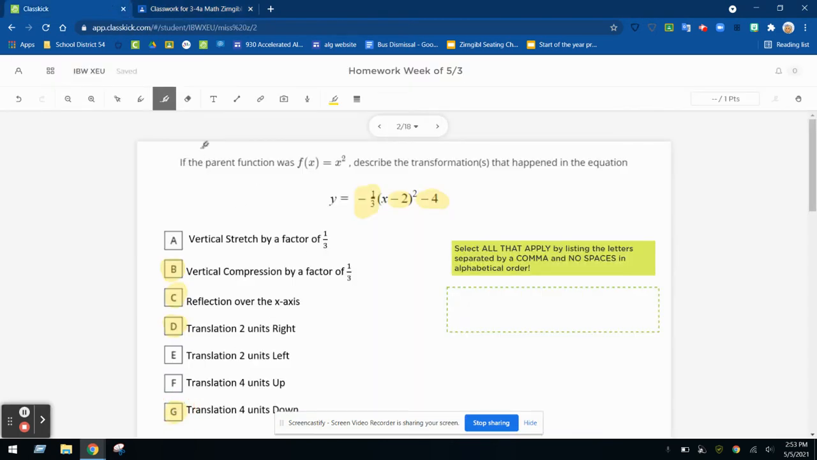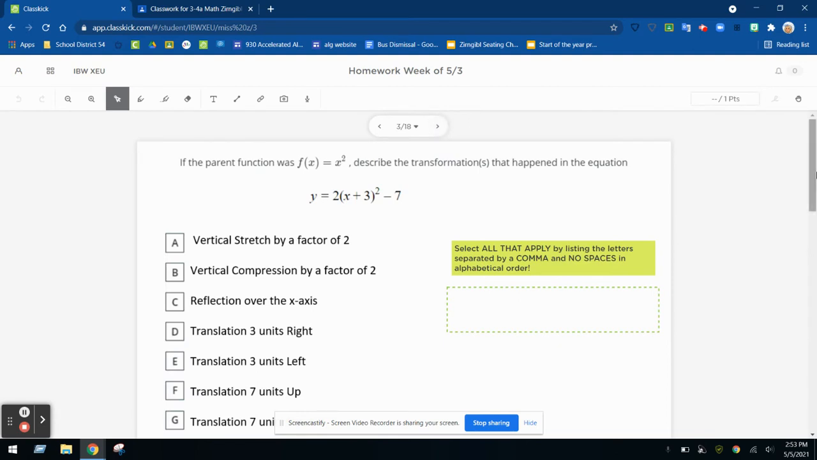Pay attention to how you need to type in your answers to make sure you do that correctly, and that's not why your question is being marked wrong. List the letters separated by a comma, with no spaces, in alphabetical order. So that would be B,C,D,G. And that should be all of the answers for number 1.